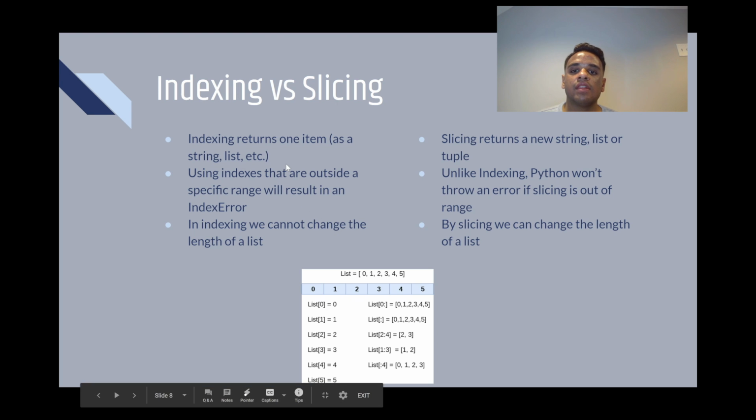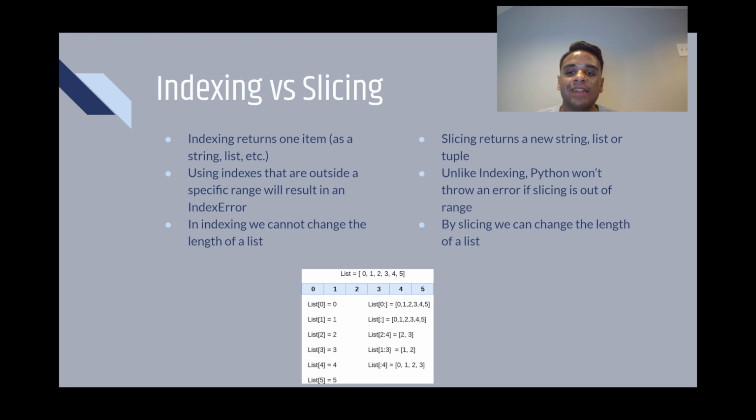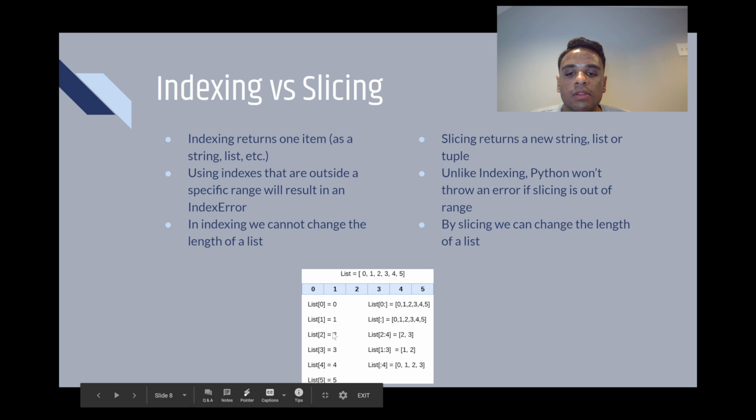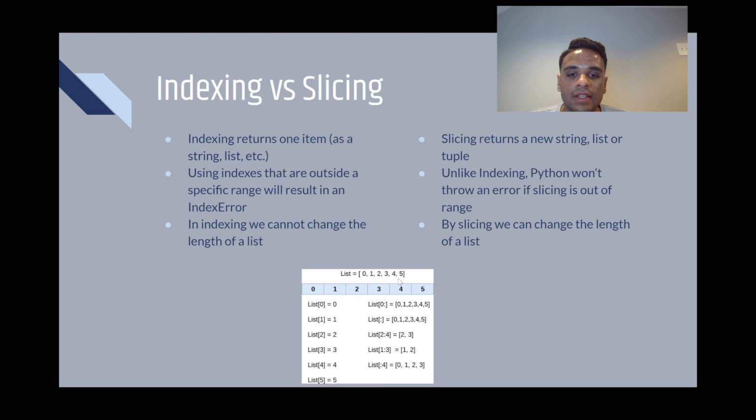When you use indexes that are outside a specific range, Python will throw back an index error. So let's say I have a list, and I want to get the 6th index. Well, there is no 6th index in this list, right? It goes only up to the 5th index. So at this point, I'll get an index error because the index is out of range. But with slicing, you will not get an error. Python will actually be able to handle that properly.